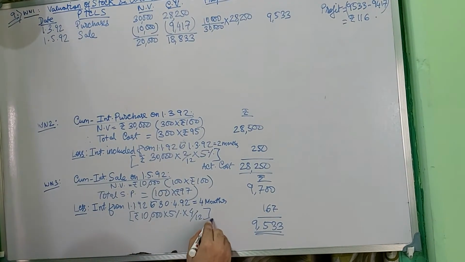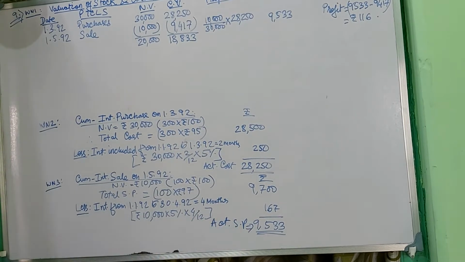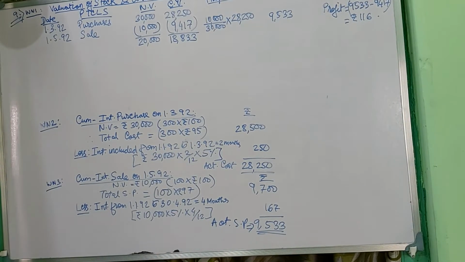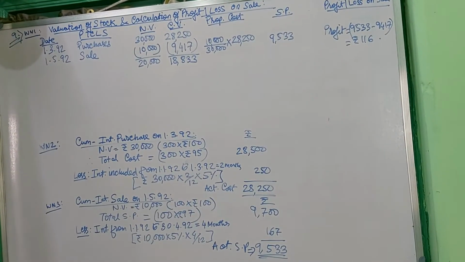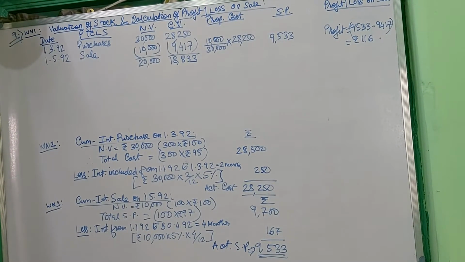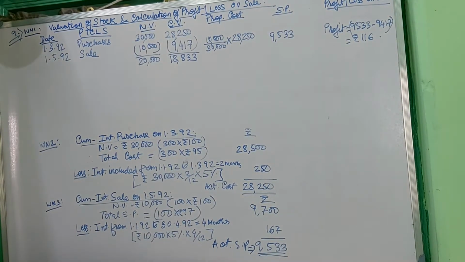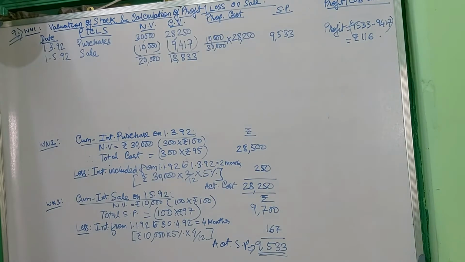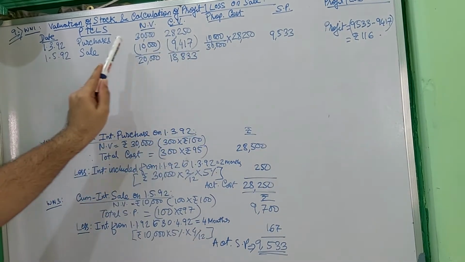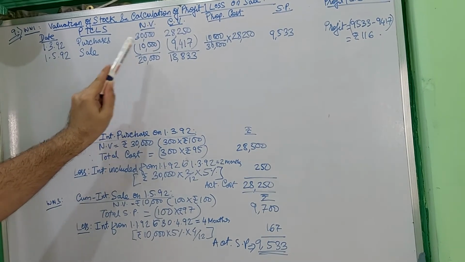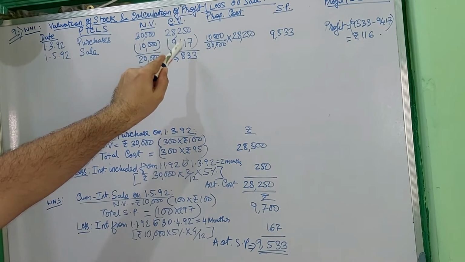This is your actual selling price, 9,533. Come to working note 1 again. As it is a sale, I have to deduct 10,000, and the selling price you have calculated is 9,533. So 9,533 is the selling price, and the nominal value is 10,000. So we have to calculate the capital value. How can you calculate the capital value?